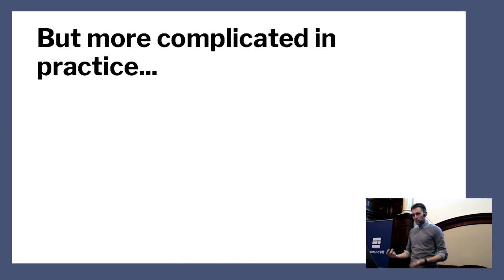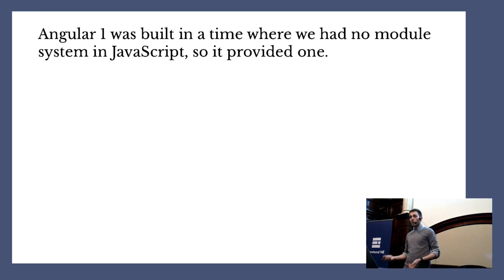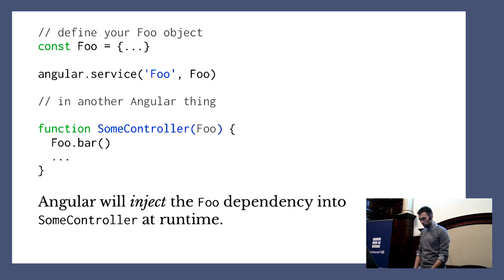But as we all know, theory is very easy, slightly more complicated in practice. And there's one particular thing that makes it very, very complicated, or much more work than you might imagine, and it's Angular's dependency injection system. So Angular 1 was built in a time where there was no module system in JavaScript. You had no way to say this particular thing depends on these particular other things. So Angular provided one, which was a perfectly legitimate and reasonable thing to do.